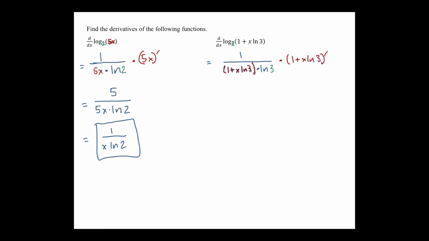What is the derivative of 1? Well, that is 0. And the derivative of this right here is just ln of 3, because again, ln of 3 is a constant, and then a constant times x, this derivative is the constant. Rewriting this, we would have ln of 3 in the top, and then you would have 1 plus x ln of 3 times ln of 3. Notice we have a common ln of 3. We can cancel that because this is multiplication and the parentheses has the 1 plus x ln of 3 grouped. So our final answer here is 1 over 1 plus x ln of 3.